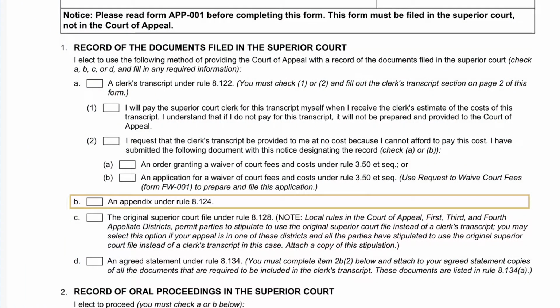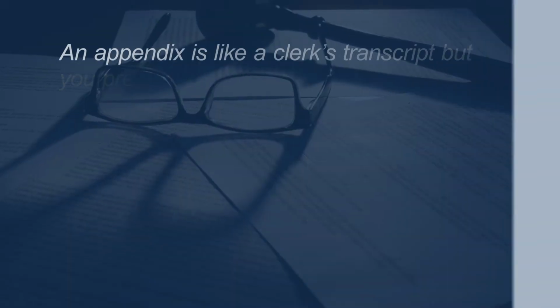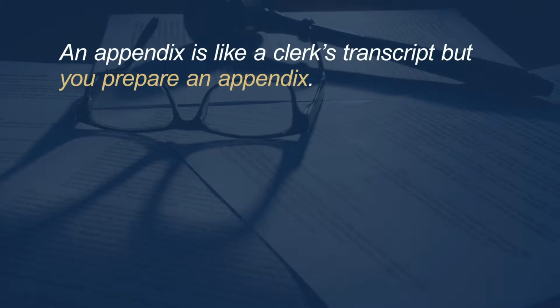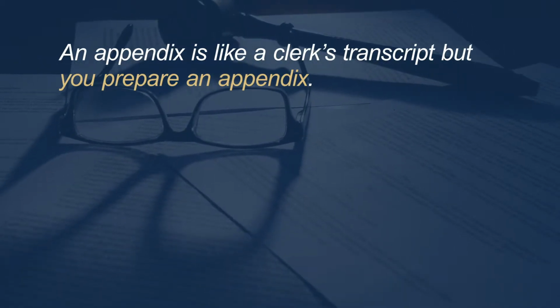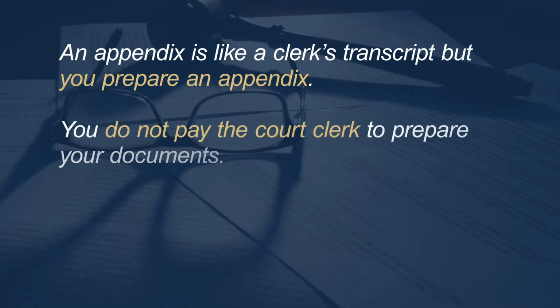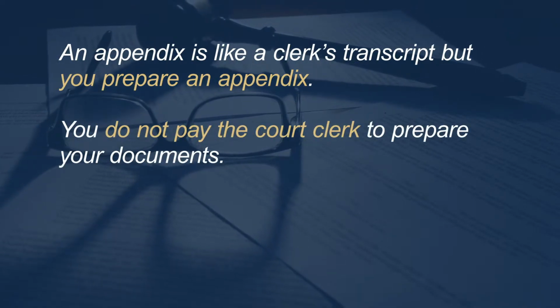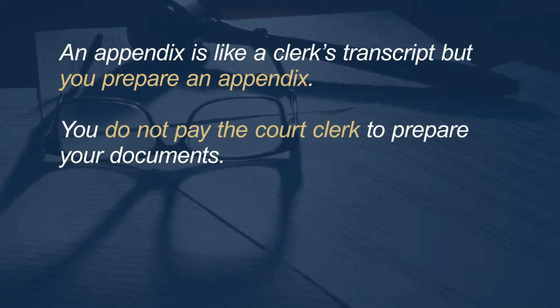Box B is for an appendix. An appendix is also a collection of documents from the trial court file. An appendix is like a clerk's transcript, except that it's prepared by a party to the appeal. The main advantage of an appendix is that you do not pay the court clerk to prepare your documents. But there are many disadvantages.